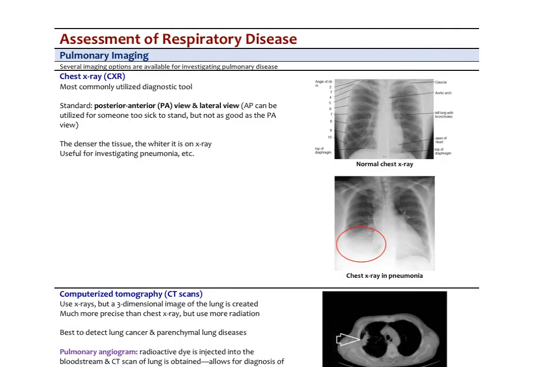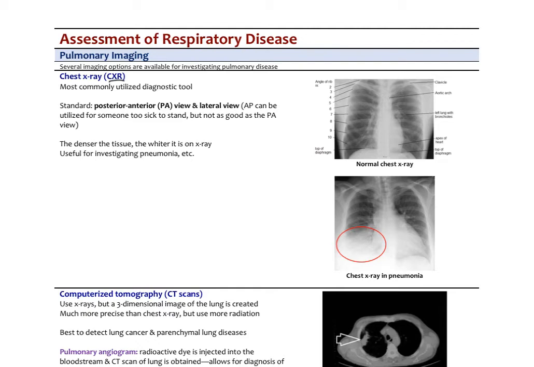Now, there are a number of imaging studies that are done for pulmonary imaging. Probably the most useful, actually, least expensive, is the chest X-ray. Very common. We usually do what's called a posterior to anterior, PA, view and a lateral view. So the X-ray beam goes from the back to the front and then also from the side. And so that's usually for people, they have to stand up. If they're too sick to stand, we can do an A to P, but usually it's P to A.